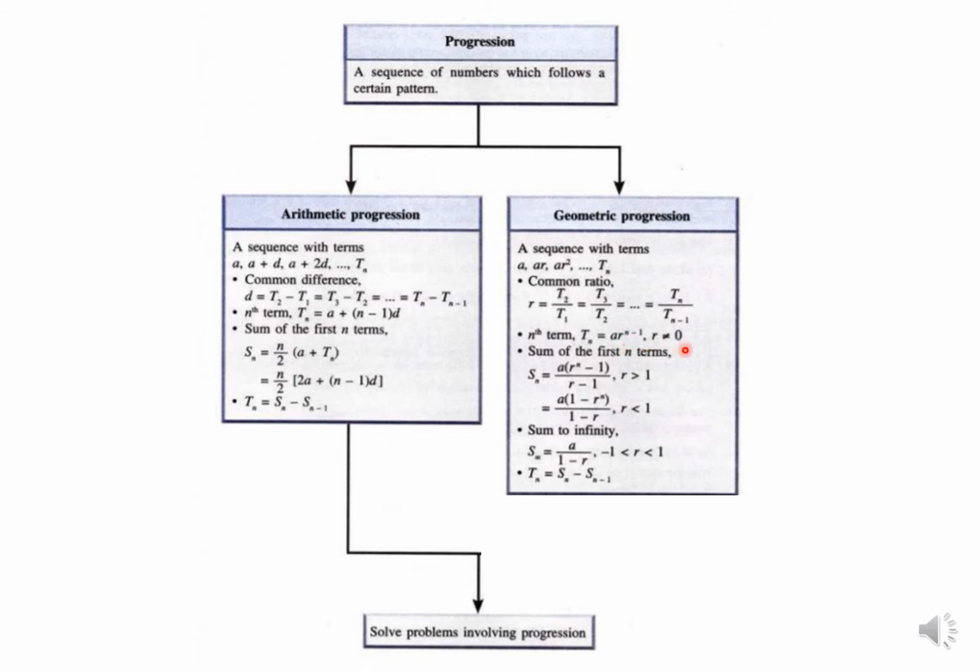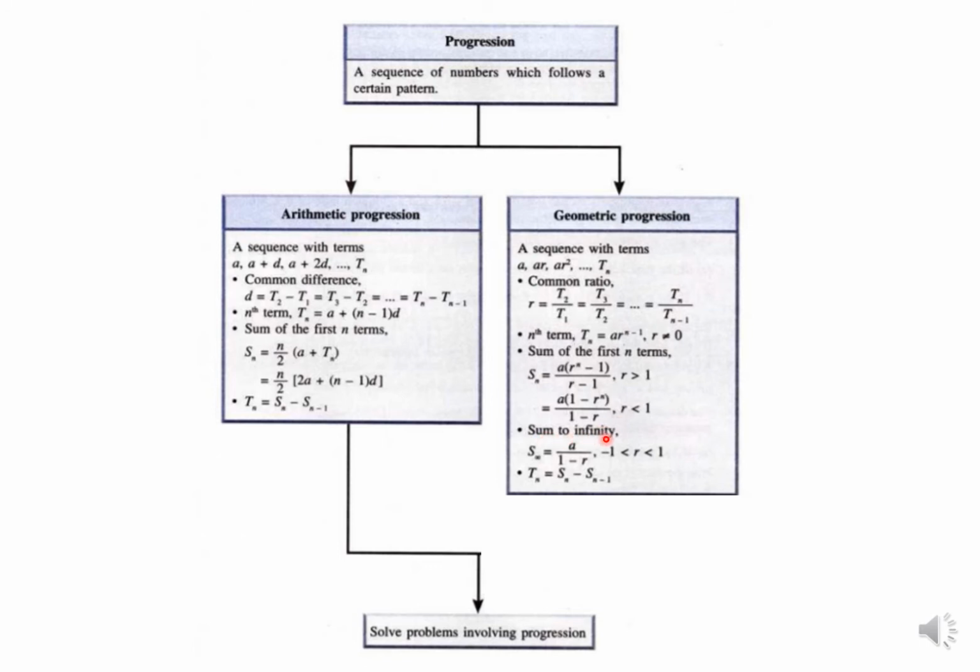For the nth term, the formula is given by Tn equals AR to the power of n minus 1, where R cannot be 0. For the sum of the first n terms, Sn is given by A in the bracket R to the power of n minus 1 close bracket divided by R minus 1, where R is greater than 1. Whereas for R less than 1, the formula A in the bracket 1 minus R to the power of n close bracket divided by 1 minus R is used.